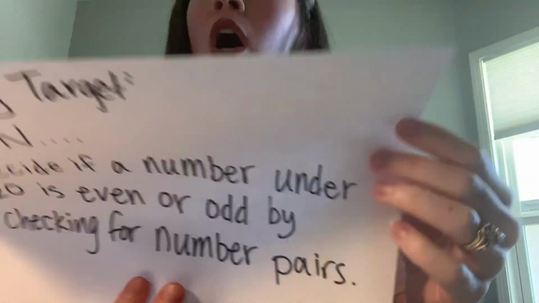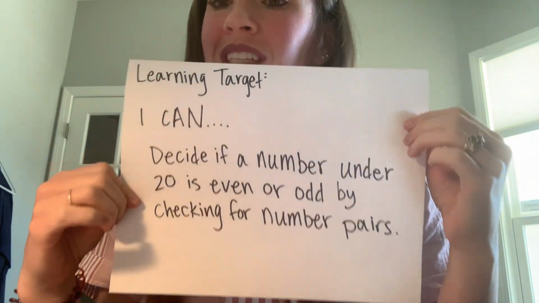By that point, we'll take a deep breath, put our boards down, erase our grids, wiggle it out, stretch it out, stand up, stretch. Deep breaths, make sure we're ready for odds. Going back to our learning target, we are deciding if a number is even or odd by checking for pairs. So let's go to odd numbers.